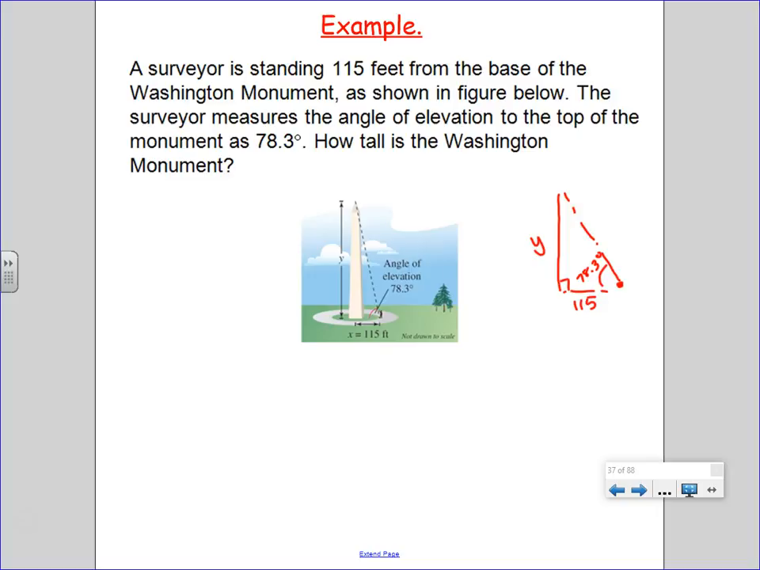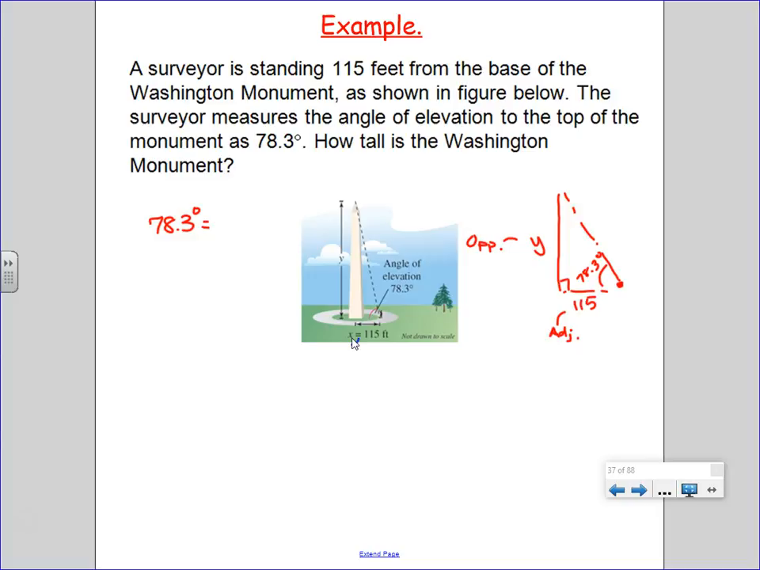We need to use who or what? Pythagorean. No. I'm not even looking at the distance from the person to the Washington Monument. Cosine. Why? I have an angle. If we were to label our sides, who would this be to 78.3? Adjacent. And who would this be? Wait a minute. We're already using cosine. Yeah, tangent. You gotta think about it carefully.